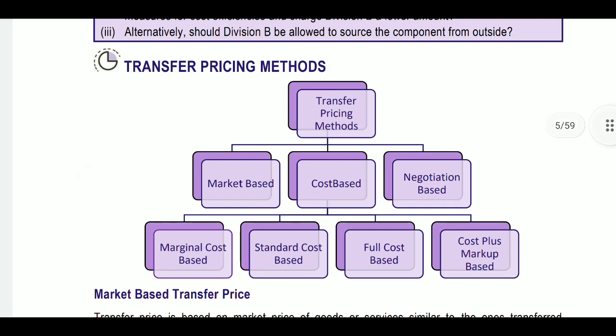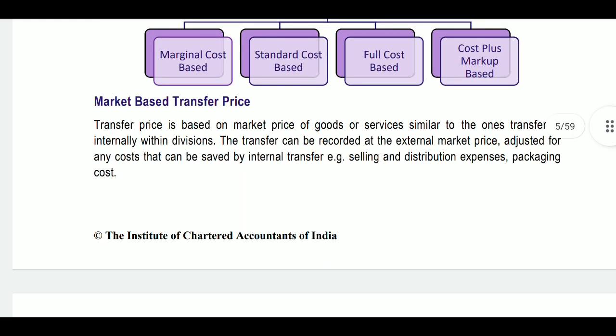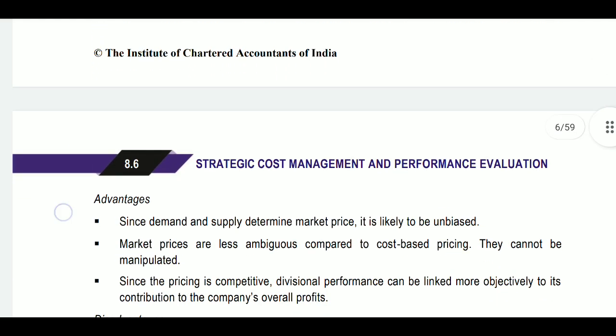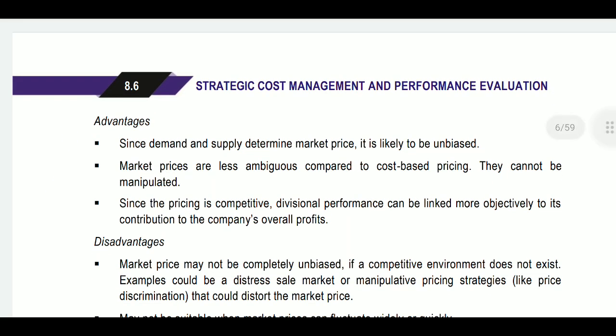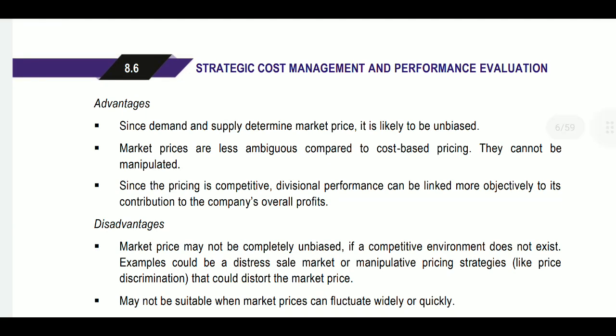Next, transfer pricing methods. We have three methods, and under the cost method we have four methods. That is market based, cost based, and negotiation based. Cost based has marginal cost based, standard cost based, full cost based, and cost plus markup based. Okay, here, market based transfer price. Market based transfer price means the transfer price is based on the market price, where a similar item is transferred internally within divisions. Here the recorded external market price will be adjusted for any cost saved by internal transfer, for example selling and distribution expenses, packing charges, etc.